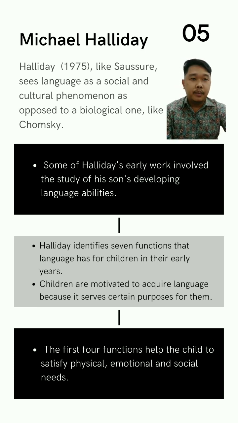Now we continue to Michael Halliday, 1975. Like Saussure, he sees language as a social and cultural phenomenon as opposed to a biological one, like Chomsky. The first, some of Halliday's early work involved the study of his son's developing language abilities. The second, Halliday identified 7 functions that language has for children in their early years. And the third, children are motivated to acquire language because it serves certain purposes for them. And the last is the first 4 functions help the child to satisfy physical, emotional, and social needs.